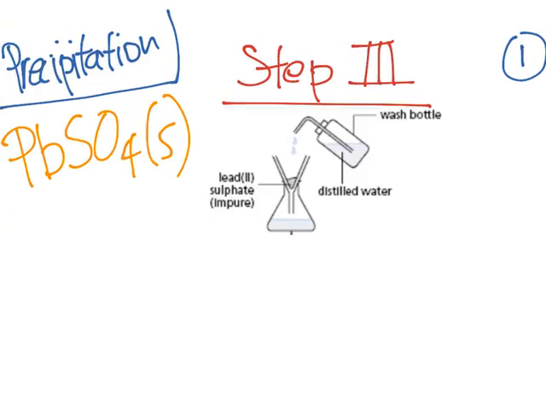Before we dry the residue, we have to make sure that any remnants of the reactants that we used before, in this case our sodium sulfate and our lead-2 nitrate, are washed away from the crystals. The beautiful thing is, I can use a wash bottle and just spray distilled water over the crystals, and it basically washes the crystals of any excess solution. Because the lead-2 sulfate is insoluble, it won't dissolve back into solution. So this is step 3.